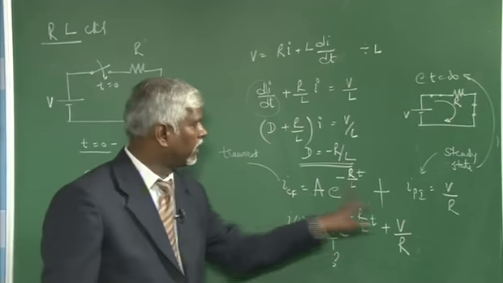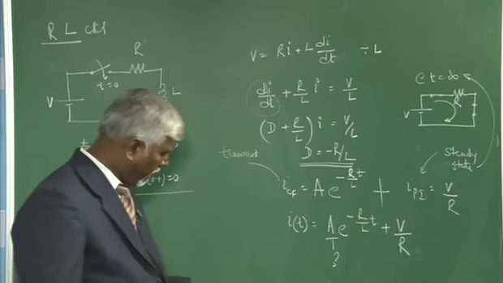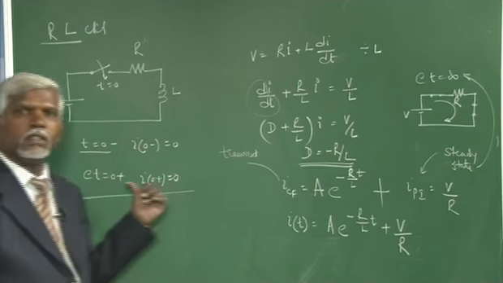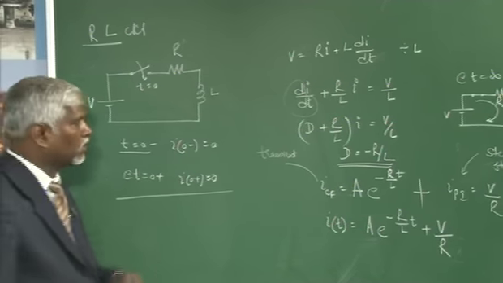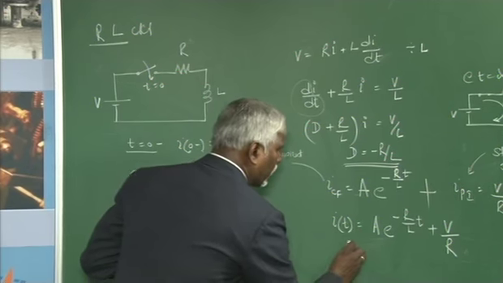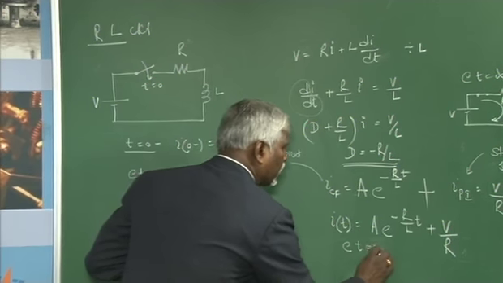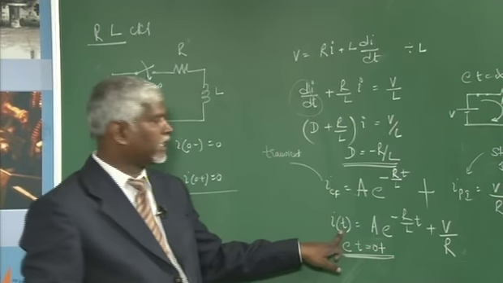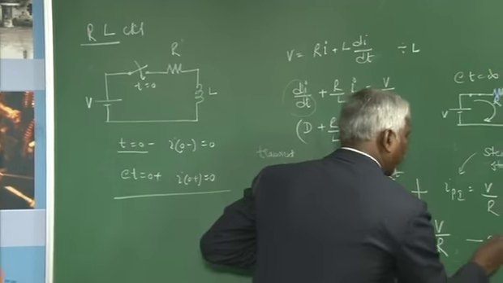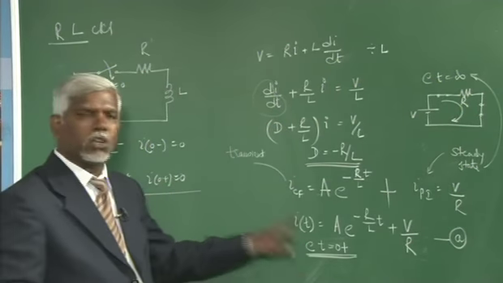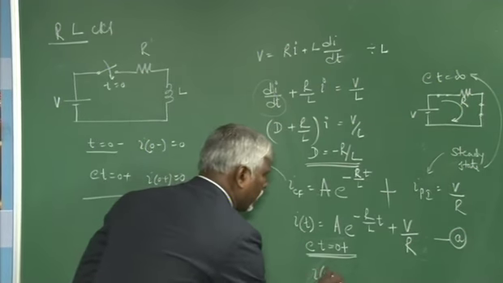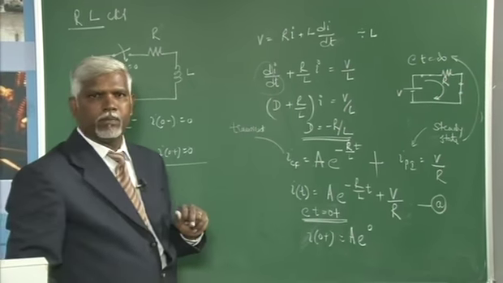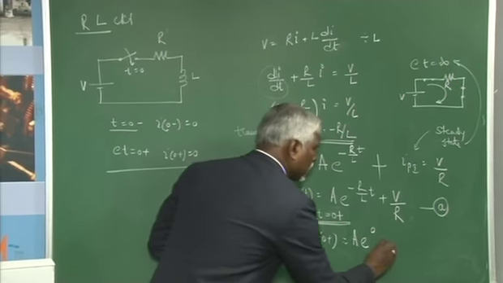Otherwise, this is incomplete. So, to find the value of A, I need to know the initial condition. So at t equal to 0 plus, substitute t equal to 0 in this equation. In this equation, substituting t equal to 0 means I at 0 plus equals A e to the power of, wherever t is there, put t is 0, plus V by R.